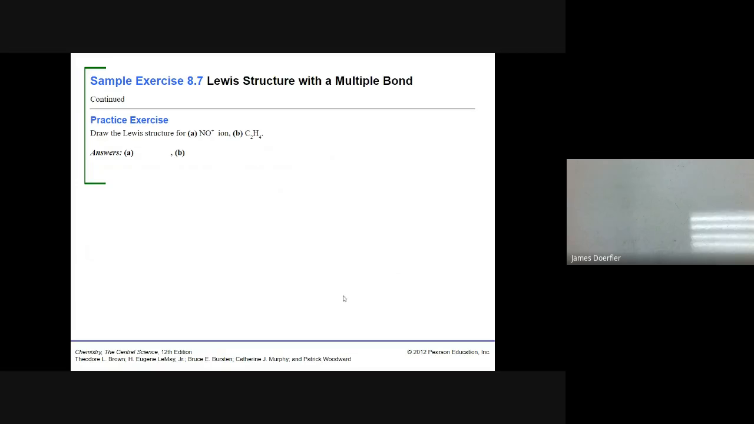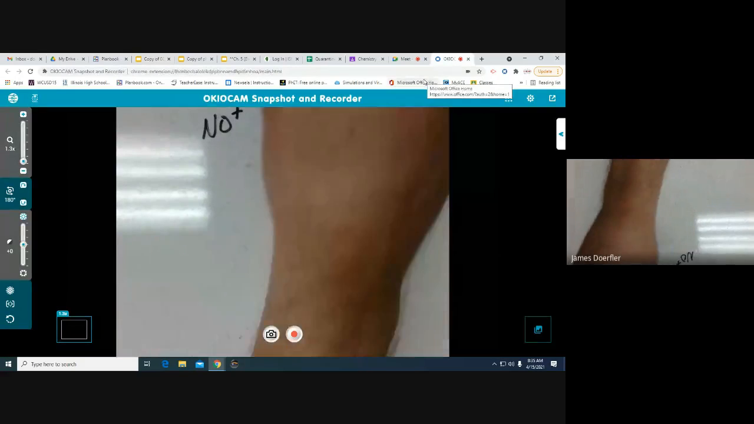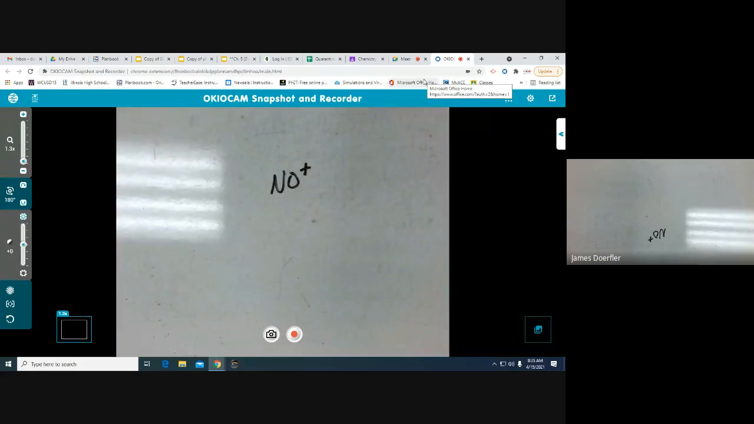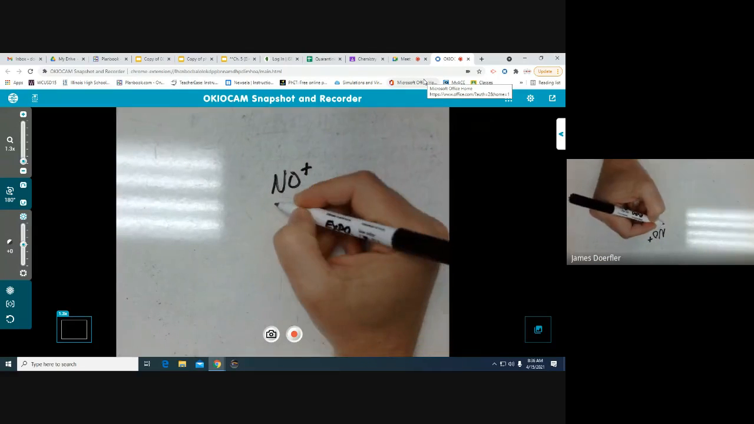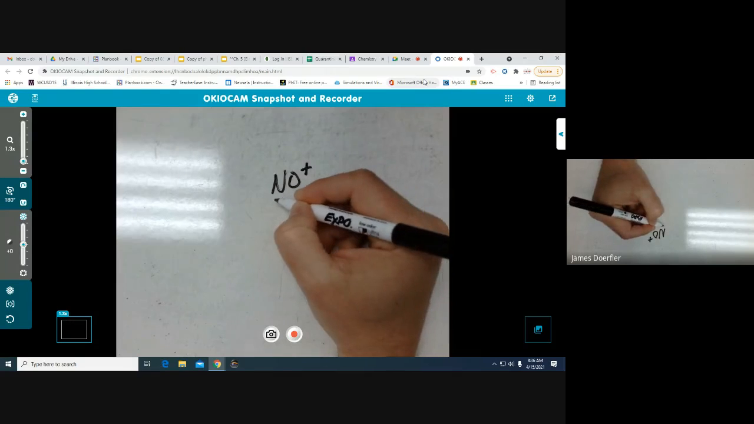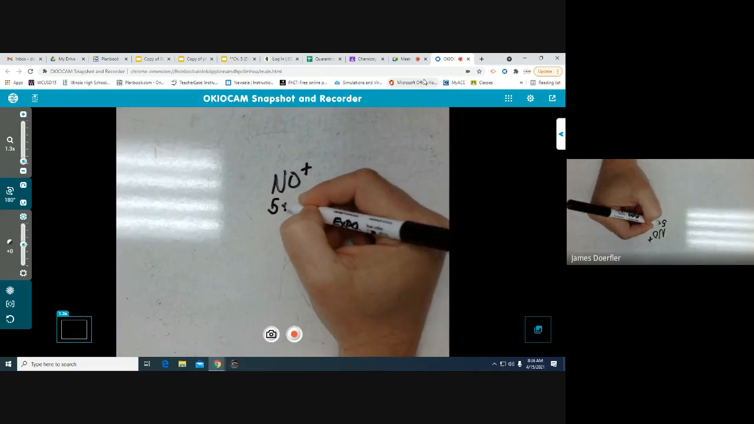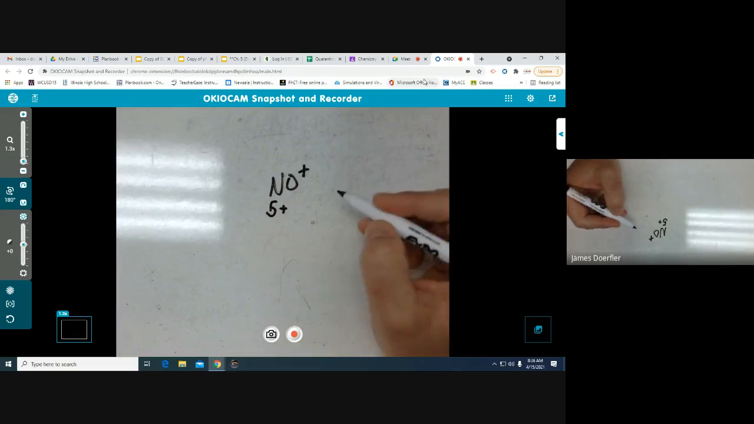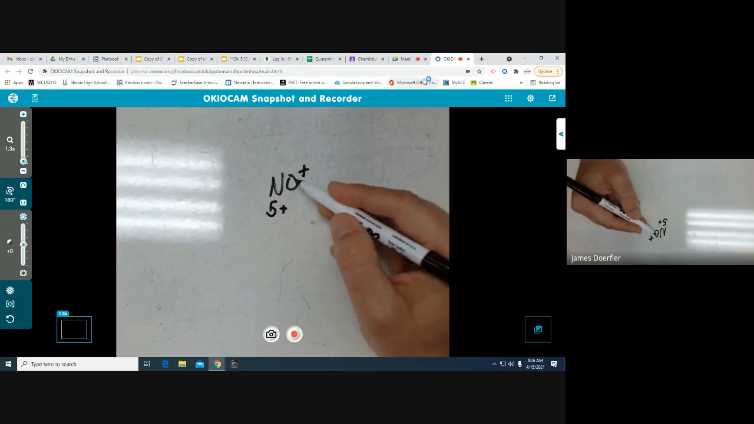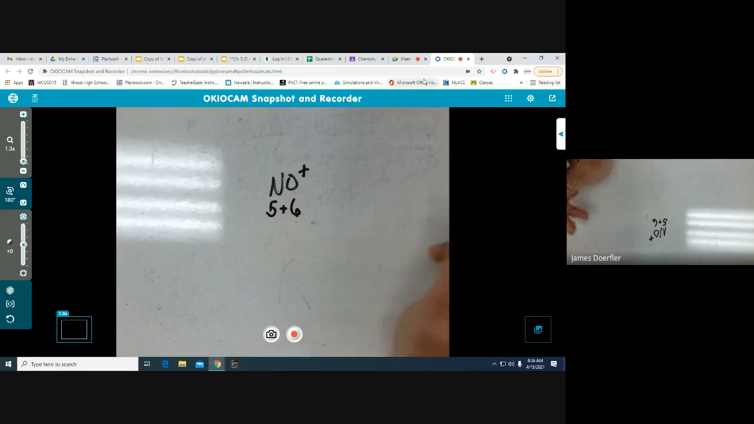So let's do a couple of Lewis structures here. Let's look at NO+, so our first polyatomic ion. First, how many valence electrons does nitrogen have? It's in group 5, so it has 5 valence electrons. How many does oxygen have? It is in group 6, therefore it has 6 valence electrons.